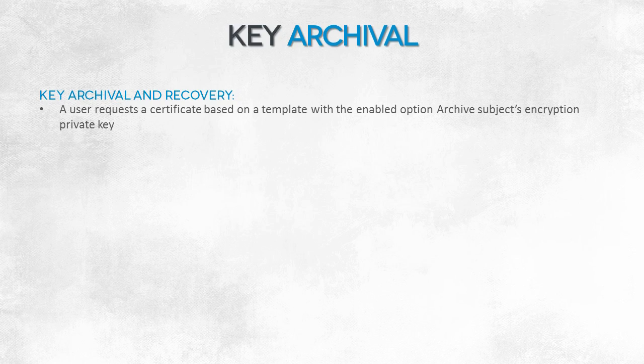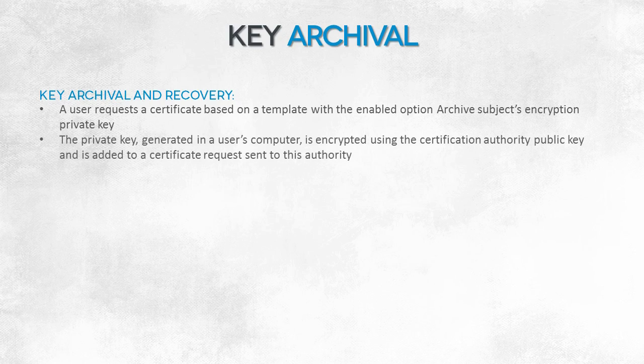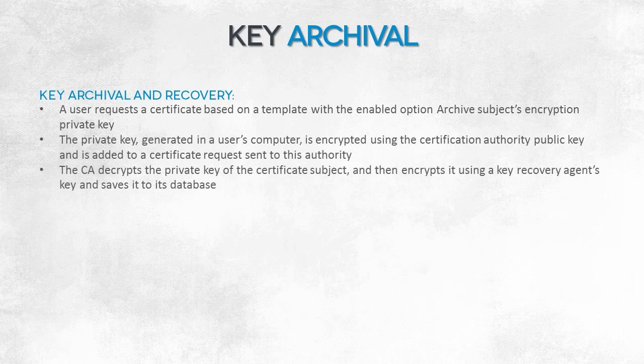The user who has lost such a key submits a request to obtain its copy. First, this key must go to the certification authority. The private key, generated by the user when submitting the certificate request, is encrypted with the public key of the certification authority and attached to the request to issue the certificate. The certification authority decrypts this key and then encrypts it with the recovery agent key and saves it. We have someone whom we call the key recovery agent.